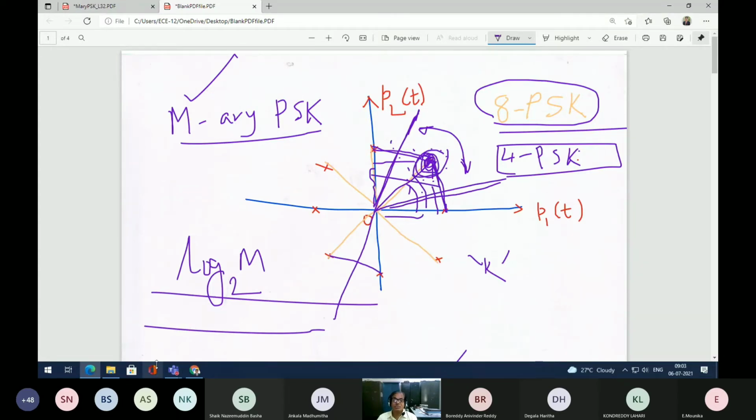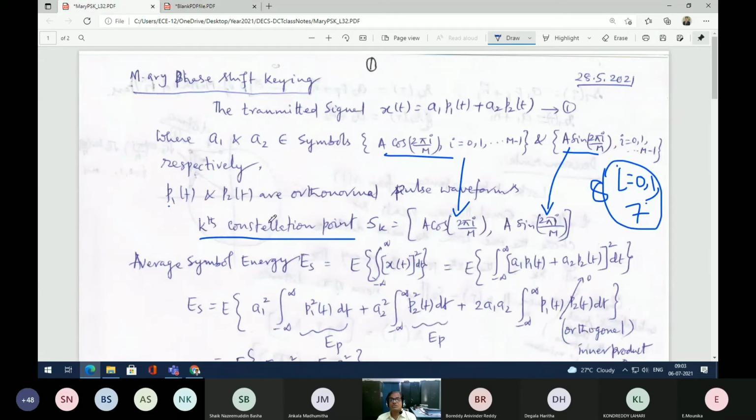Likewise, all the signaling points can be plotted with the help of this kth signaling constellation point. This is my constellation point in general, the kth constellation point. I is replaced here by some k value, where k is anywhere between 0 and M minus 1.